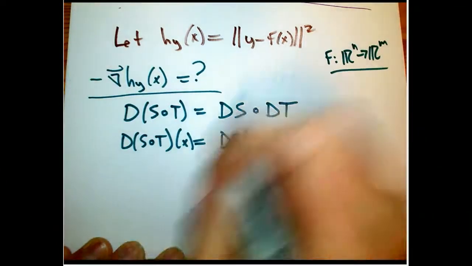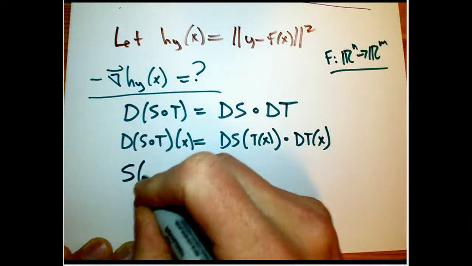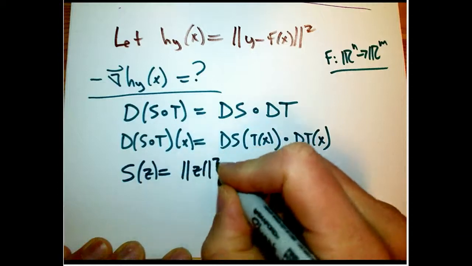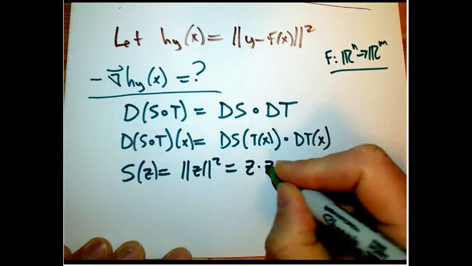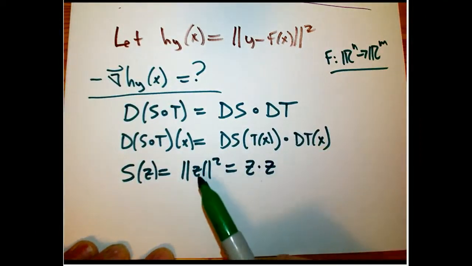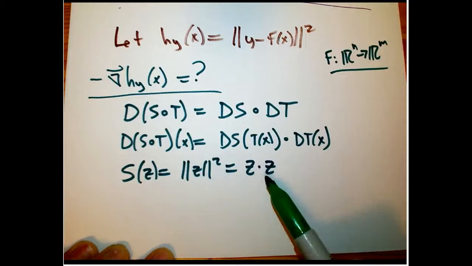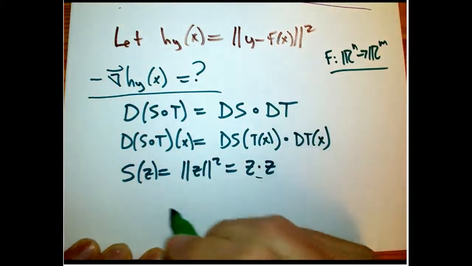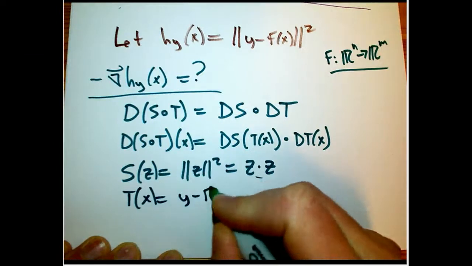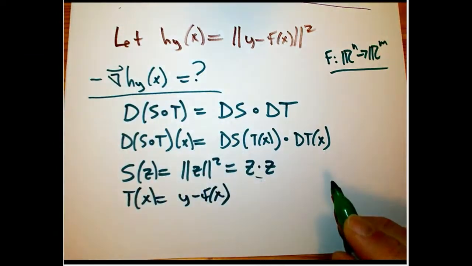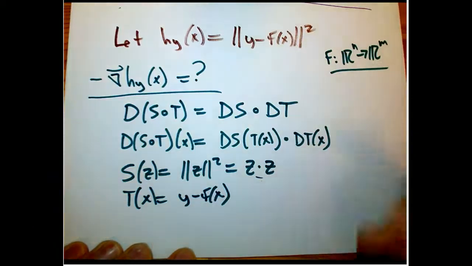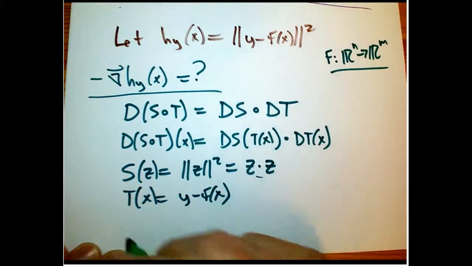Okay, so what is going on here? Why do I invoke the chain rule? Let's say s of z is magnitude z squared, or a much better way to write that, if you want to invoke algebra, is z dot z. I like to emphasize this is geometry, this is algebra, and it's algebra that interacts better with formulas in calculus. And then t of x is the rest of it, y minus f of x. We want the derivative of the composition, because this is really the composition of those two things.